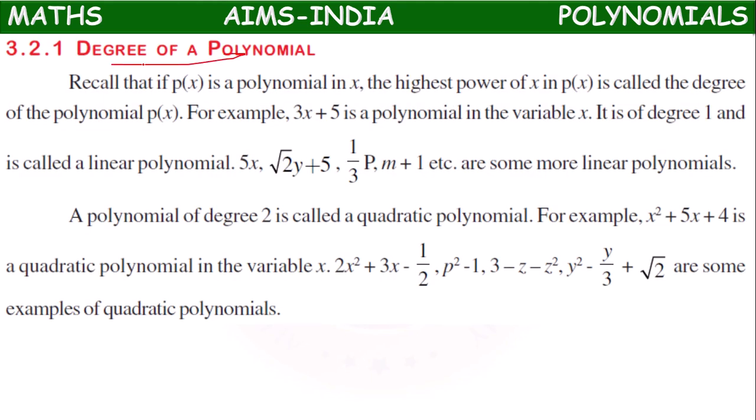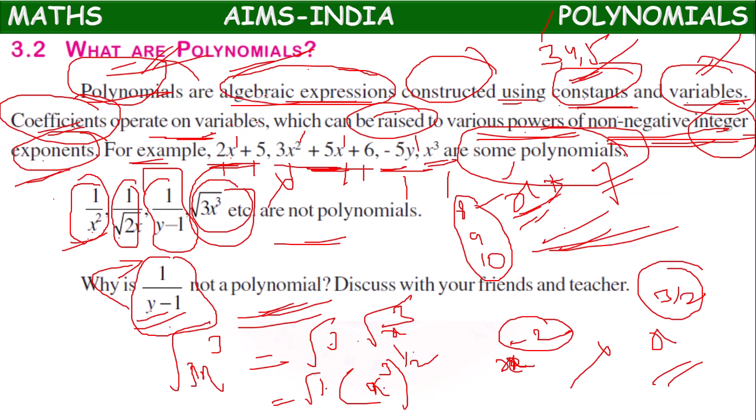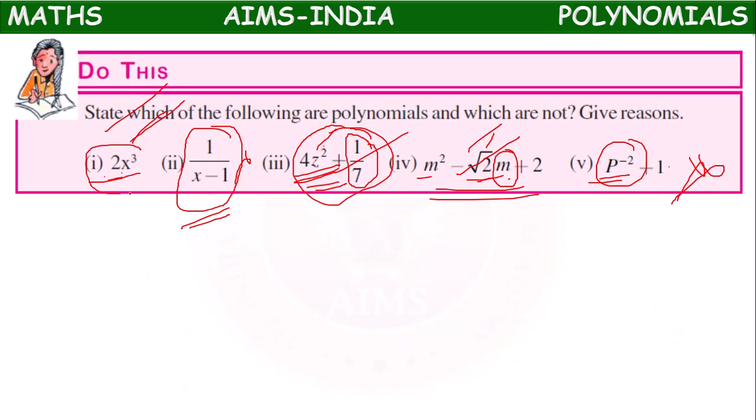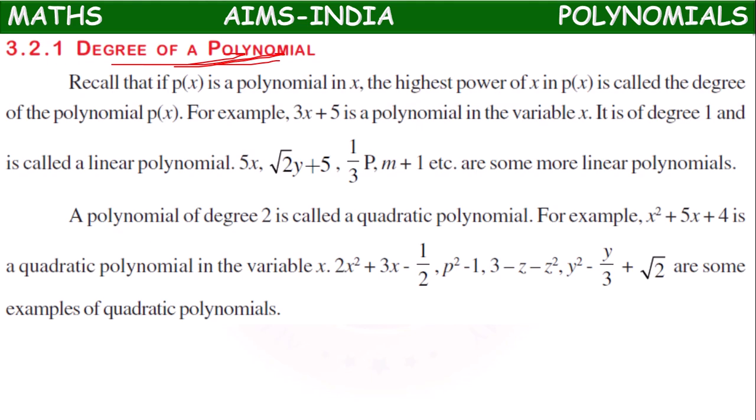So next, degree of a polynomial. Actually, every polynomial is named by its variable. It's a polynomial in variable x. It's a polynomial in variable z. It's a polynomial in variable m. So based on the variable present in the algebraic expression, we name it polynomial in x, polynomial in y, like that. We can also assume names like p of x, q of x.